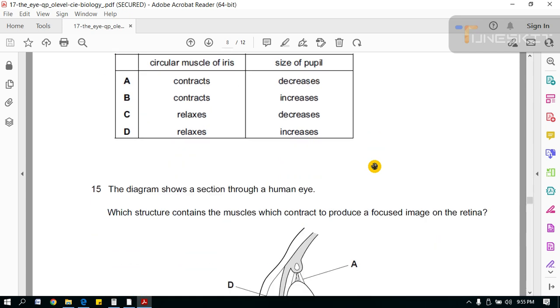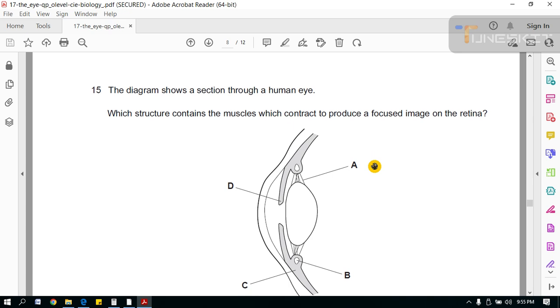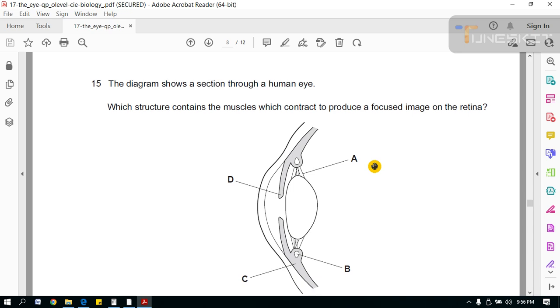The diagram shows a section through a human eye. Which structure contains the muscles which contract to produce a focused image on the retina? Okay. Which structure contains the muscles which contract to produce a focused image on the retina? You have A, suspensory ligaments, you have D, iris muscles, you have C, you have B.